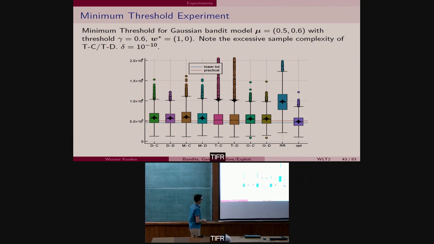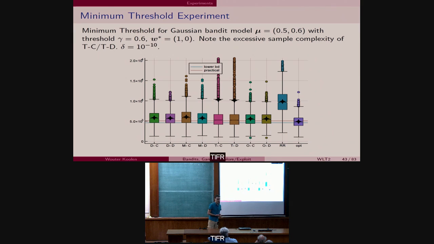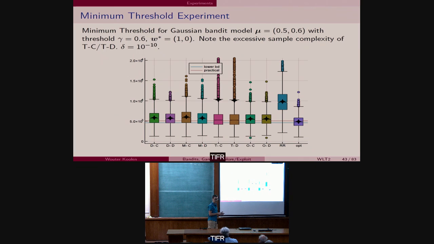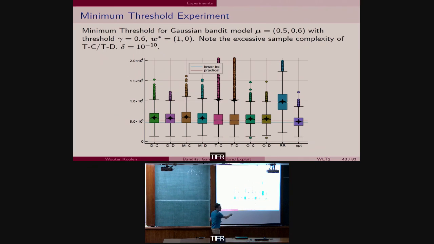So the conclusion is the asymptotics for track and stop, in some problems, really don't kick in for practical delta. I already made it crazy small, and even then it doesn't work. I have the same picture for the smaller one, but then it's just even higher. 0.1, I think it's off the scale here. So in that sense, these algorithms are safe.